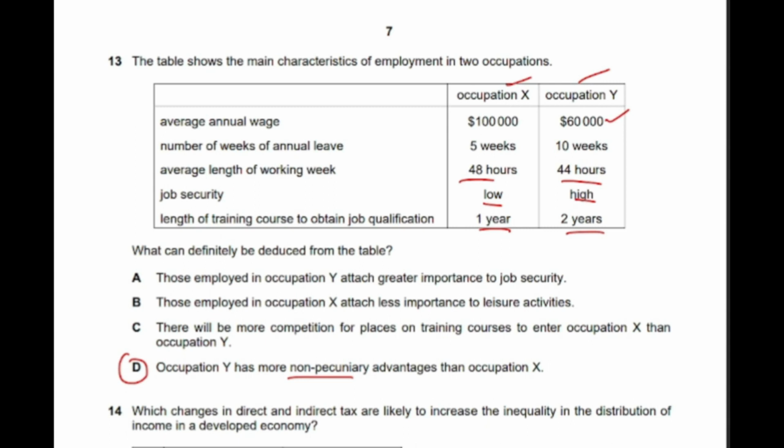So it provides more holidays, which is a non-pecuniary benefit provided more in Y, and working hours are less in Y. So this is again a benefit to the employees, and it provides more job security, and it provides more training to the workers. So these are the non-pecuniary benefits that workers will receive from occupation Y.